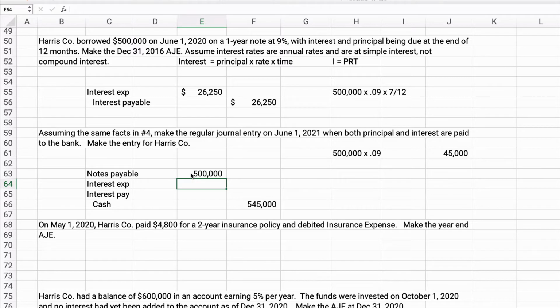So what's our interest payable? Our interest payable was interest from 2020. That's that number. So how much is our interest expense for the 5 months? We could take 500,000 times 9% times 5/12, or we can back into that number. This is going to be the 545,000 minus the 500 minus the 26. It must be 18,750. If we took the 500,000 times 9% times 5 months, then that number apparently will be $18,750.